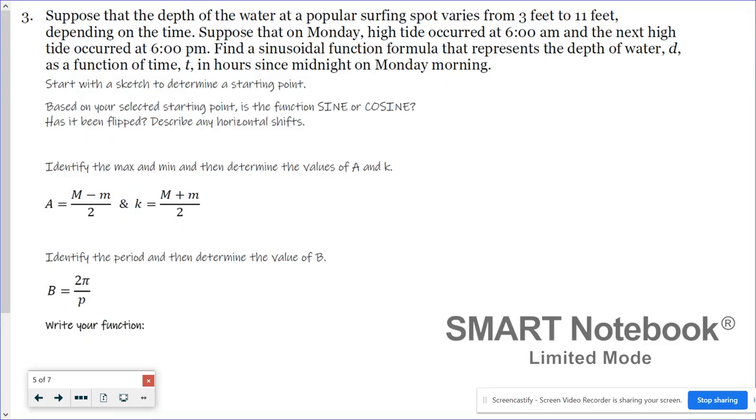Okay. Suppose that the depth of water at a popular surfing spot varies from 3 feet to 11 feet depending on the time. Suppose that on Monday, high tide occurred at 6 a.m. and the next high tide occurred at 6 p.m. So that's our high tide. Find a sinusoidal function formula that represents the depth of the water as a function of the time in hours since midnight on Monday morning.